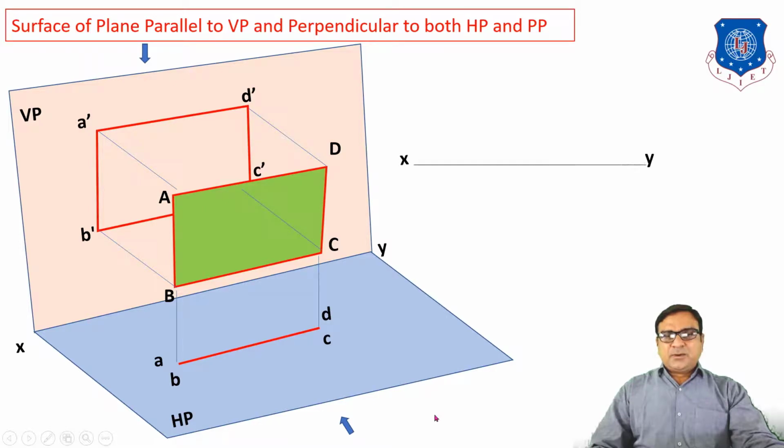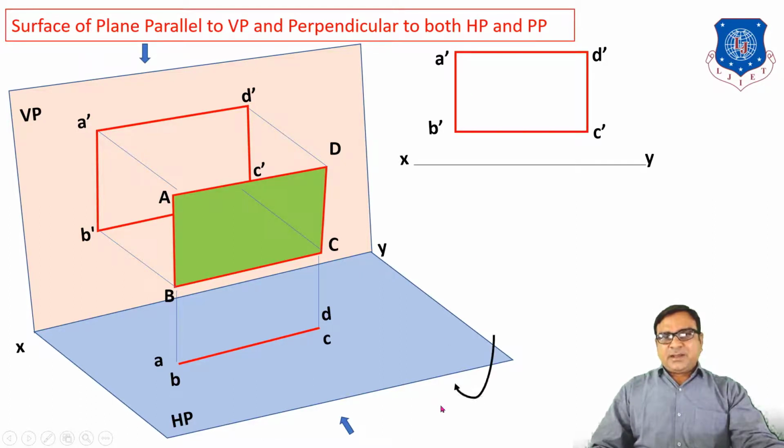So by moving the horizontal plane clockwise, we will get the front view A dash, B dash, C dash, D dash true shape and the top view line.